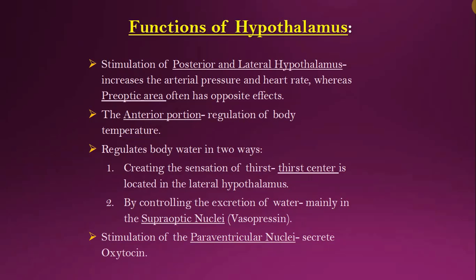Now coming to the regulation of body water, it does it in 2 parts. First, by creating the sensation of thirst, which makes the animal or the person drink water, and secondly, by controlling the excretion of water into the urine. An area called the thirst center is located in the lateral hypothalamus, and controlling of the renal excretion of water is vested mainly in the supraoptic nucleus by controlling the release of vasopressin. Stimulation of the paraventricular nuclei causes the neural cells to secrete the hormone oxytocin.